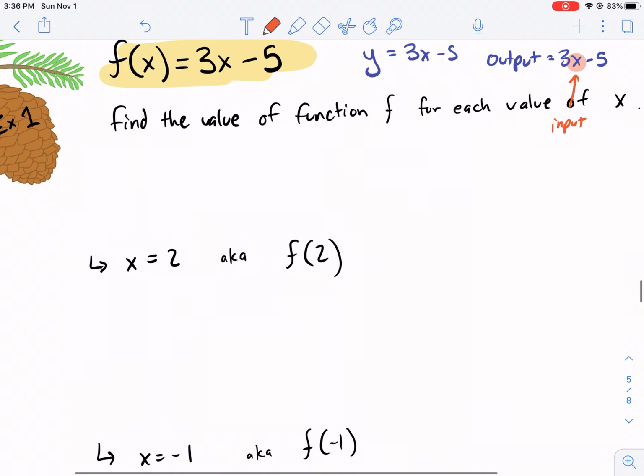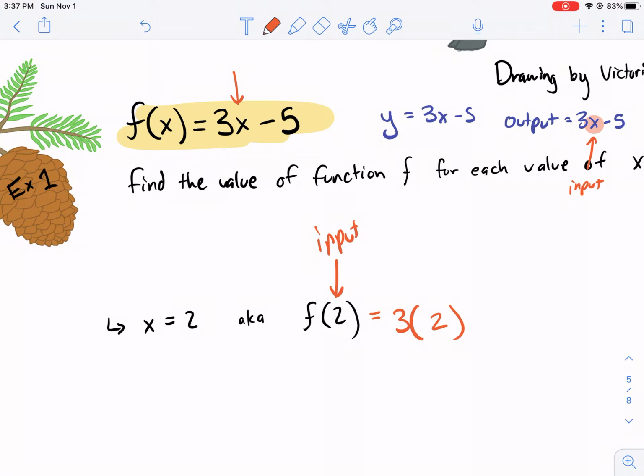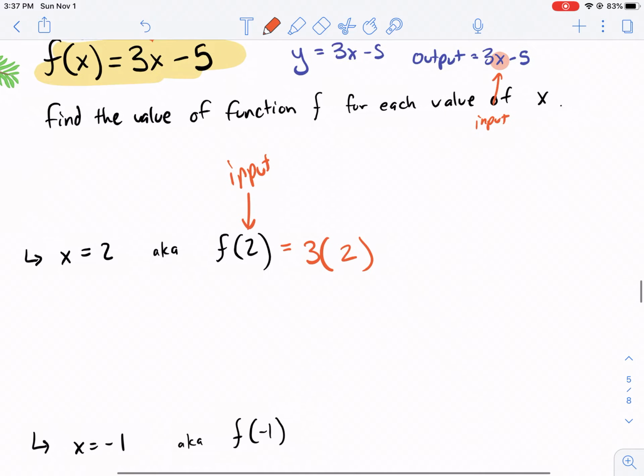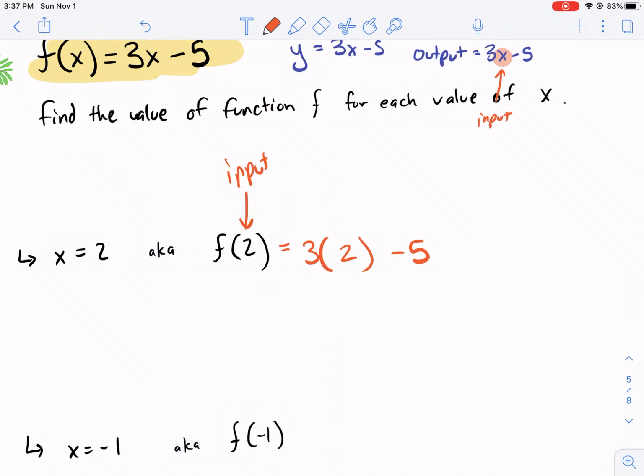So f of 2. So what do we do here? We can write this as f of x equals 3 times, and we're inputting 2. That's what it's asking. Now, this is telling us what we have to input. Initially, it's written as f of x, so that's why you see an x here, because those always need to match. So if it says 2 here, we need to also put a 2 over there, and then we just simplify.